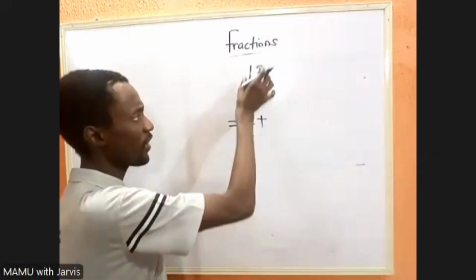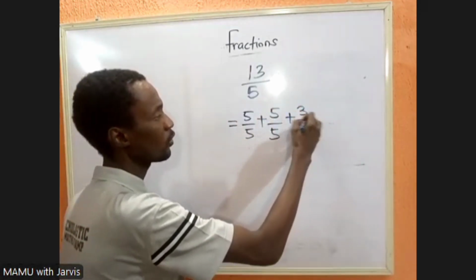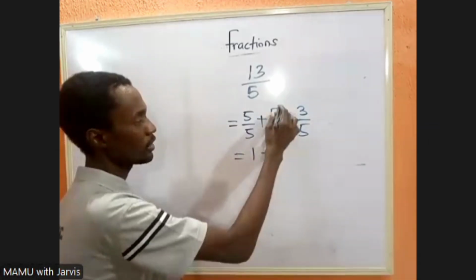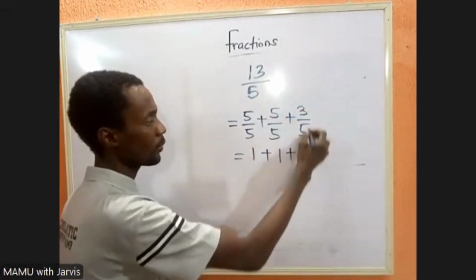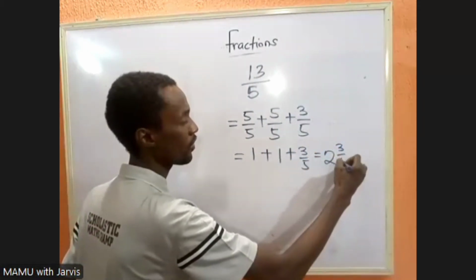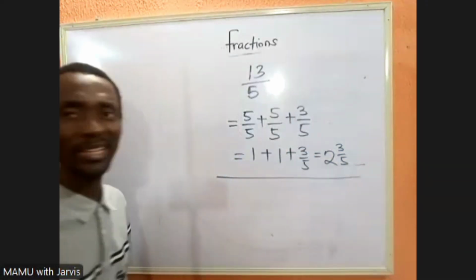I can take another 5 out of 8. That will be 5. And then I'll be left with what? 3 over 5. So this one represents 1. This one represents 1. This one represents 3 over 5. And finally, I'm going to get 2, 3 over 5. Now, that's one method, one way of appreciating that.